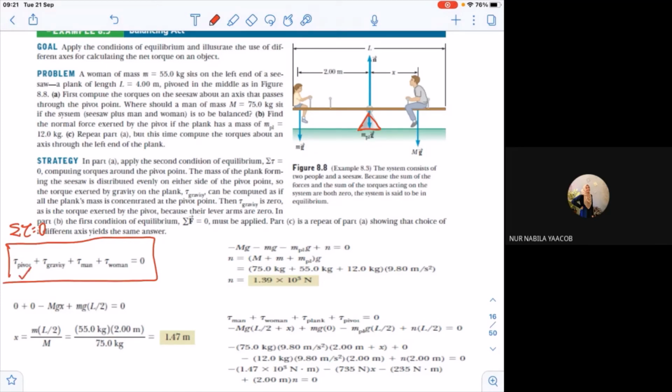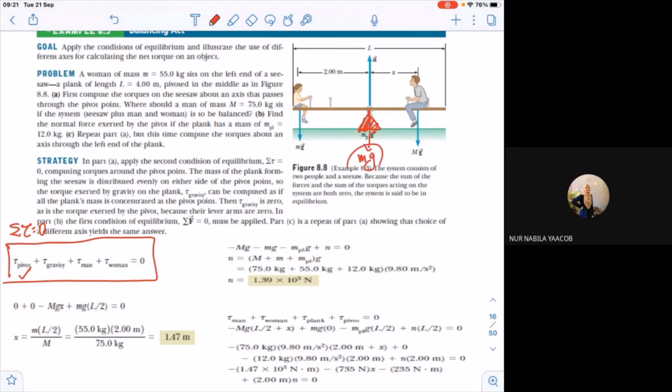For example, look at how they write down the torque of the pivot, this one is a pivot. The torque of the gravity, where does the gravity come from? The gravity of the plank, because the plank may also have some mass. If the plank has some mass, therefore we need to calculate its gravity.